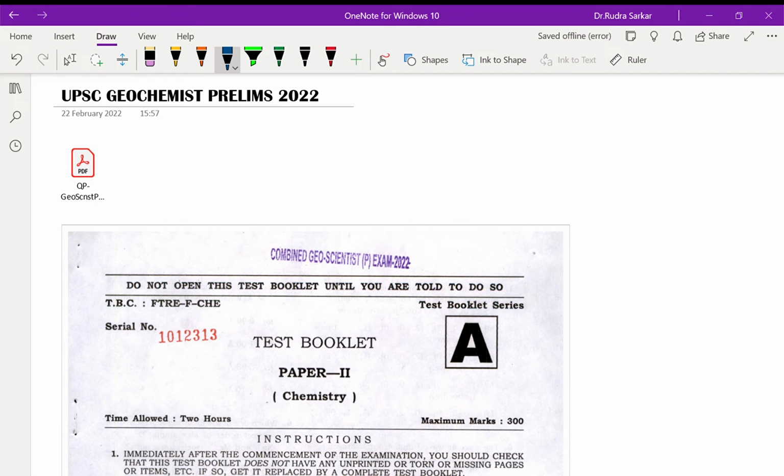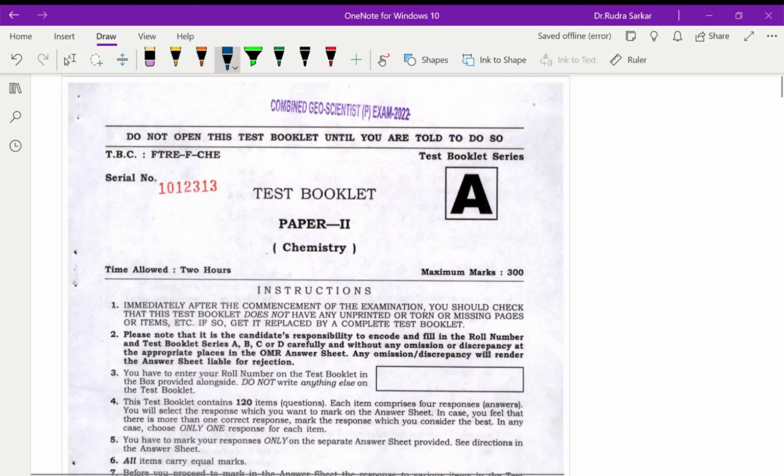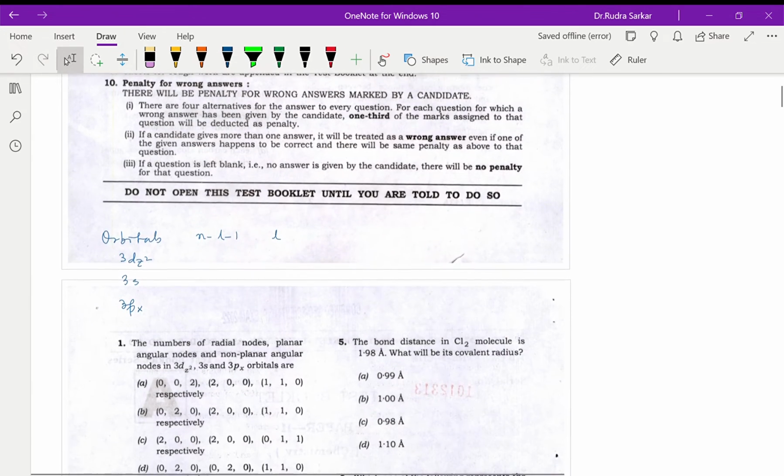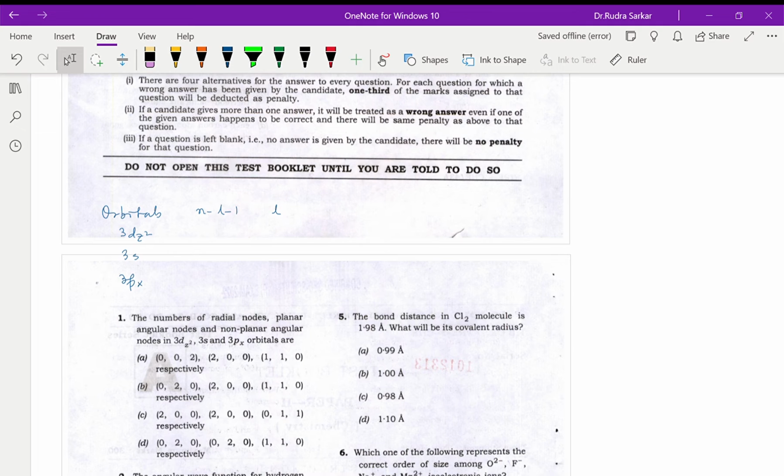This is Dr. Sarkar over here, and we are solving the UPSC GeoChemist Prelims 2022 paper. Paper is paper 2, chemistry. Question is the number of radial nodes, planar angular nodes, non-planar angular nodes in 3dz square, 3s, 3px orbitals are. So for this question, just calculate the radial nodes and angular nodes, and you can get the answer.